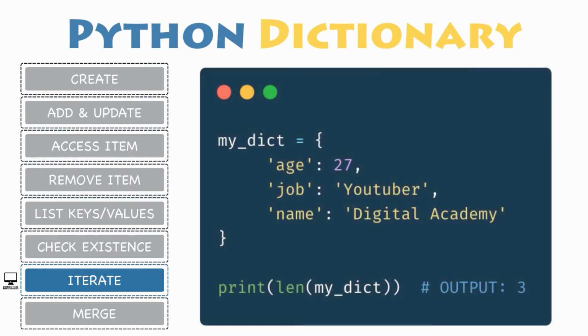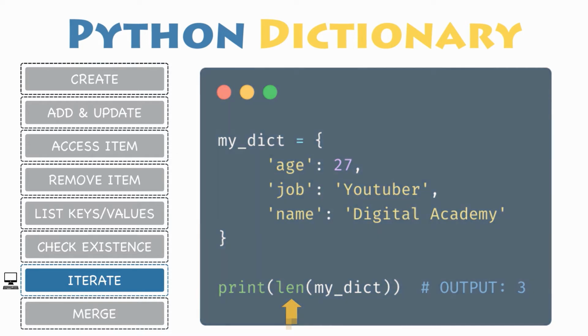Eventually, you may want to find how many key-value pairs a dictionary has. In that case, you do not have to iterate through a dictionary and count each item, but use the function len, which returns the number of items in a dictionary.